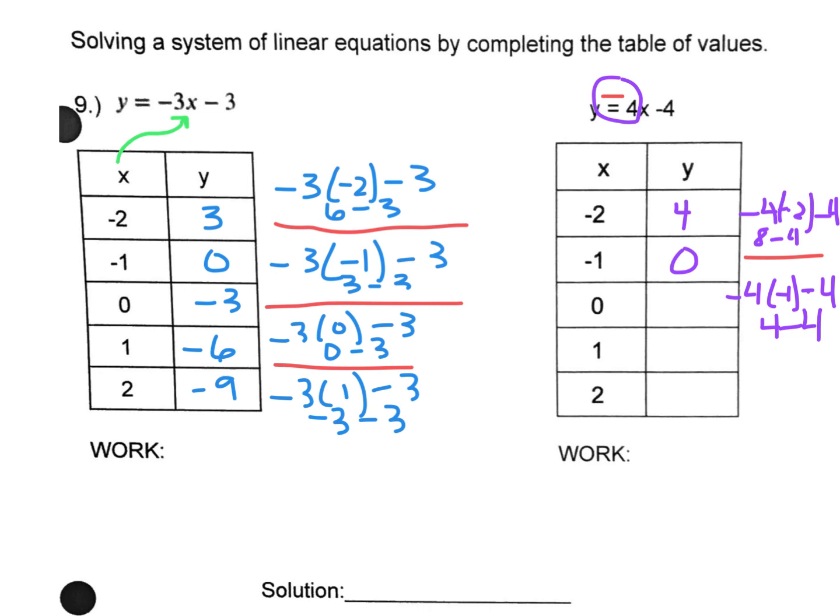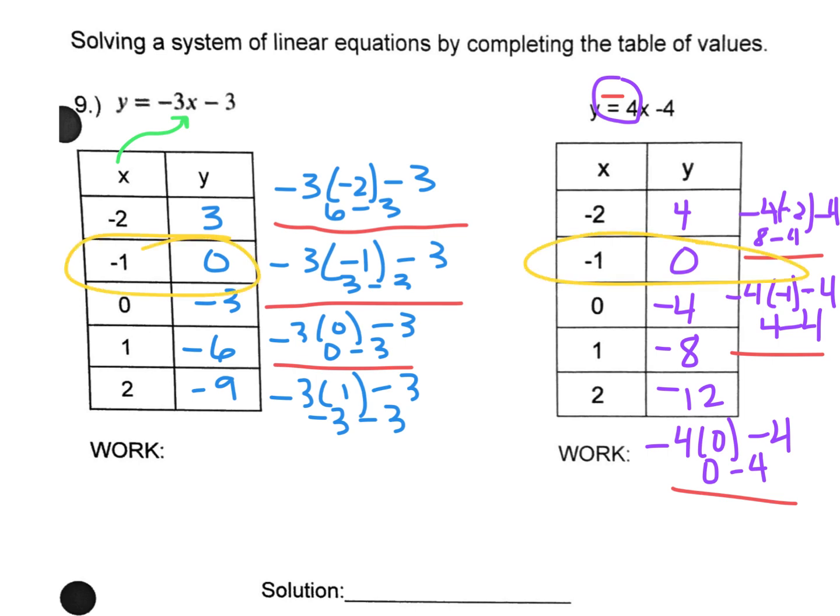And now I'm going to sub in the 0. I'm a little cramped for space over here. I'll put it right here. So -4 times 0 minus 4. 4 times 0 is 0. 0 minus 4 is -4. I can see this is decreasing by 4s if I continue the pattern. And I also see that we have a common point. We have a solution. So the solution is -1, 0.